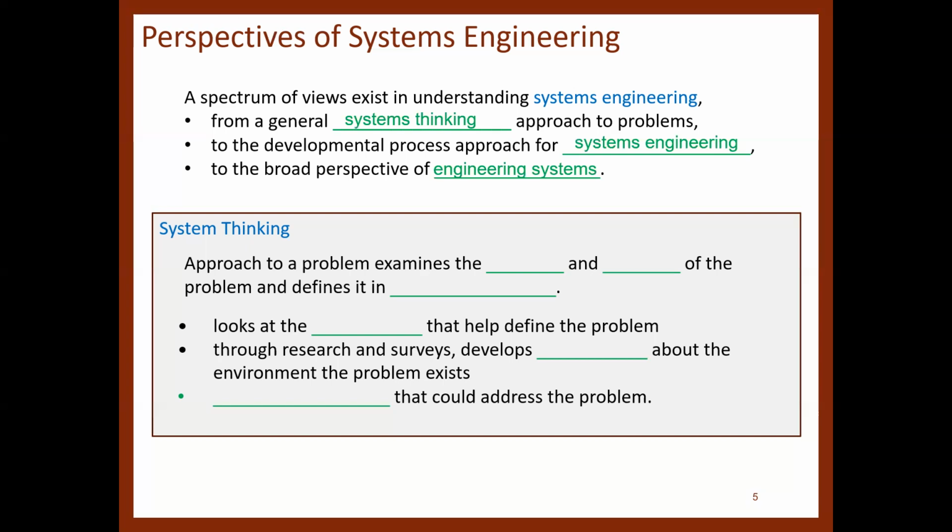So first, system thinking is an approach to a problem. It examines the domain and scope of the problem, and defines it in quantitative terms. From a system perspective, system thinking looks at the parameters that help define the problem. Through research and surveys, it develops observations about the environment the problem exists in. It also generates all options that could address the problem.